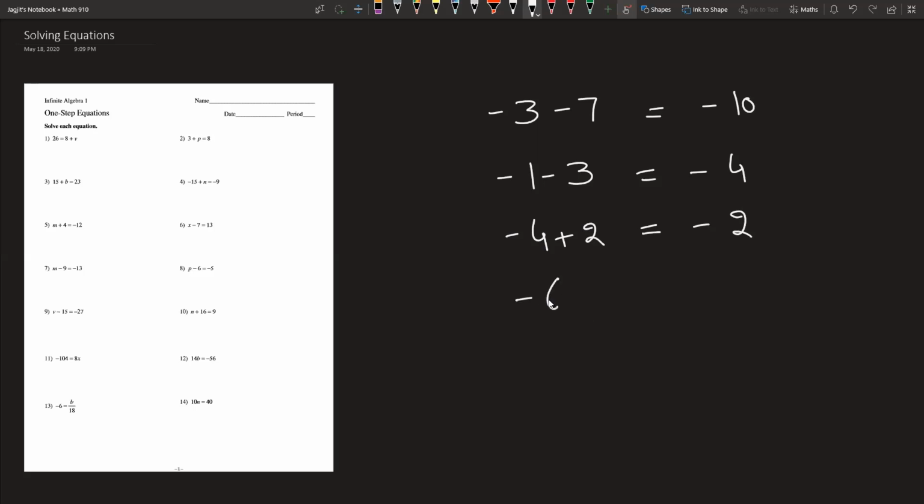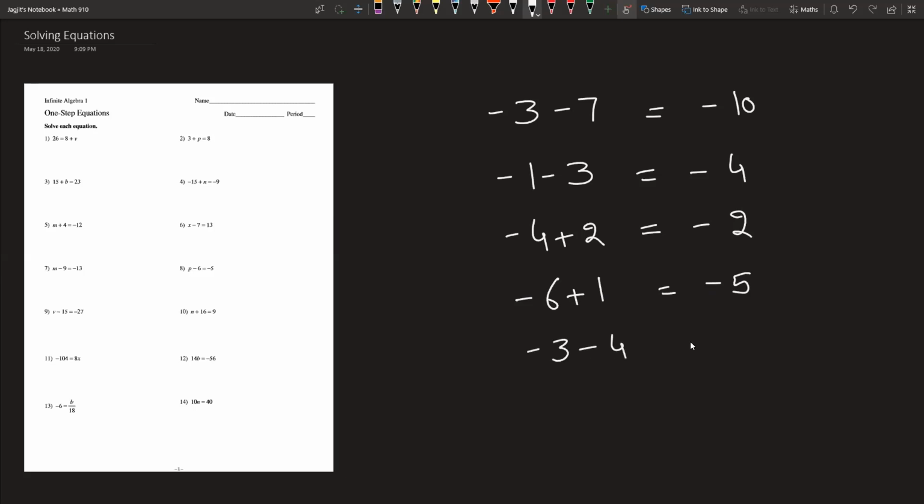So let's go once more. Let's see if you guys can figure this out. If I ask you to do -6 plus 1, are these the same sign or different sign? Different. Okay, so you just do bigger number minus smaller number. What's 6 minus 1? 5. And put the sign of the bigger one, -5. Okay, let's go once more.